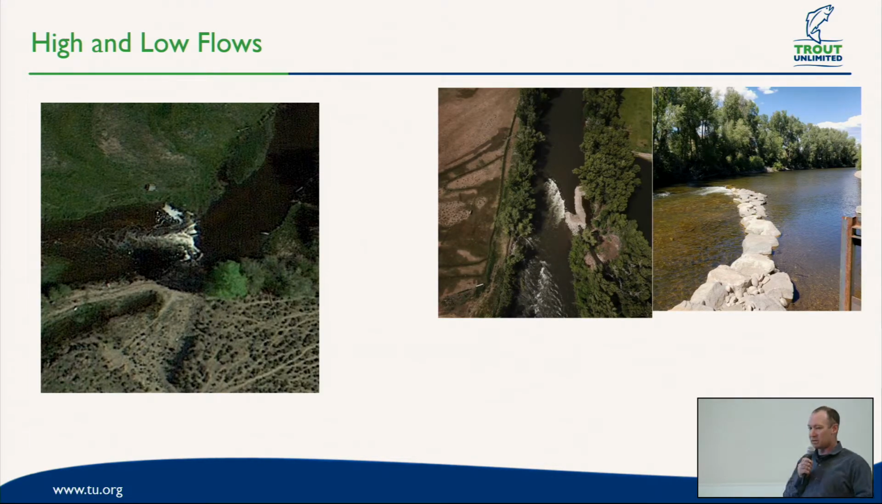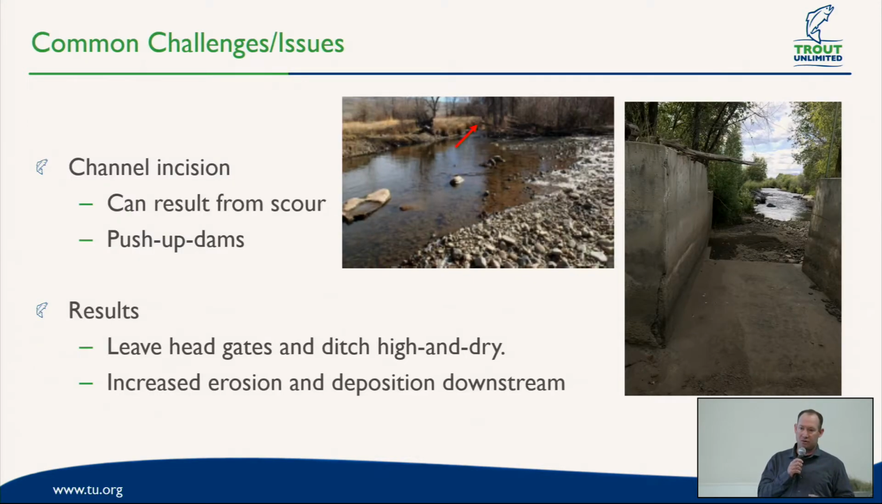There's all kinds of different varieties. I'll stress that every situation's different. It just takes kind of an operation by operation approach to really take into consideration what's going on. The channel incision can result from scour where it's cutting down, and as it cuts down, you create a head cut moving upstream, and you end up with an incised channel, looking more like this. Again, so your head gate would end up being high and dry.